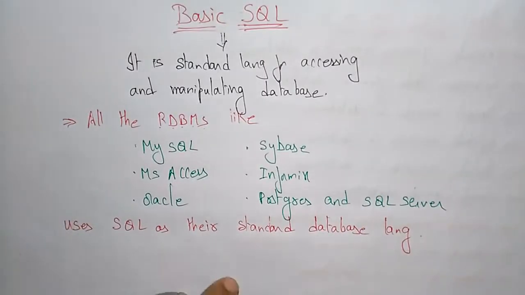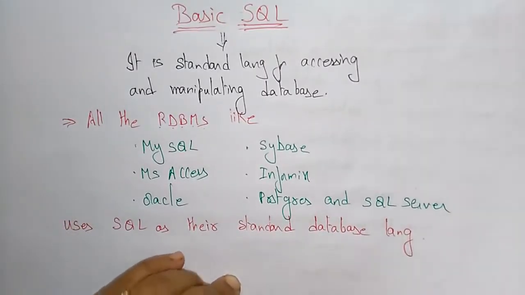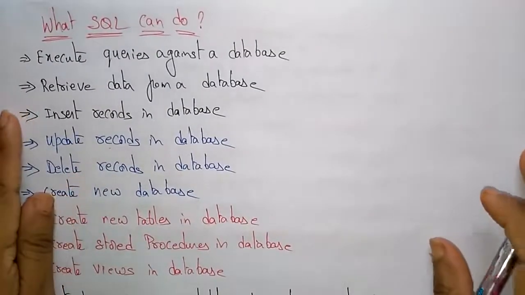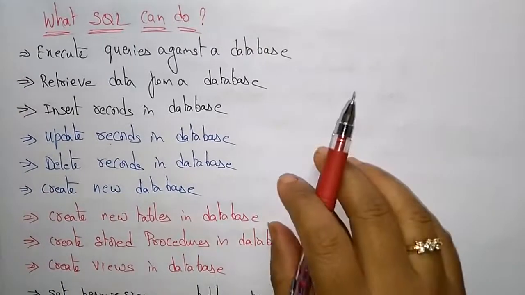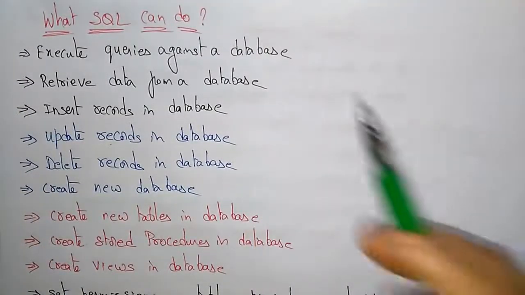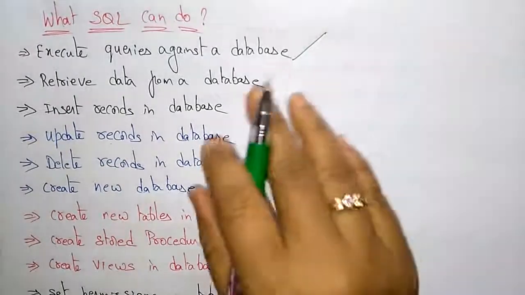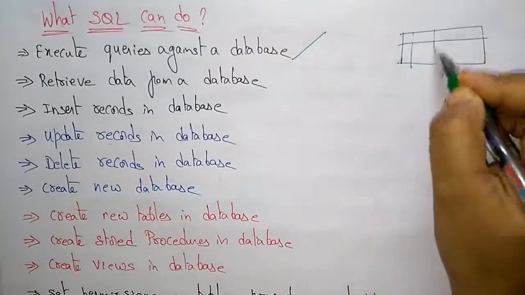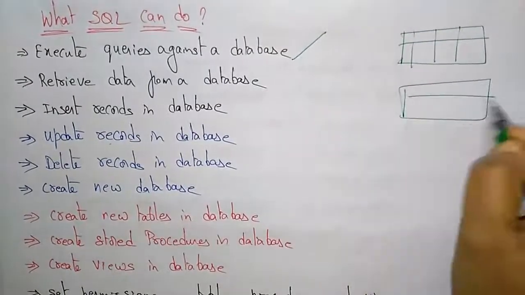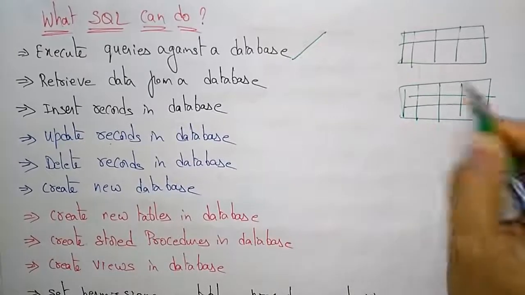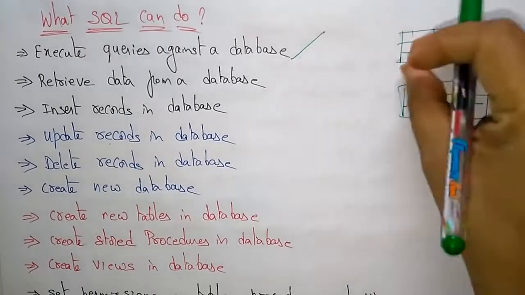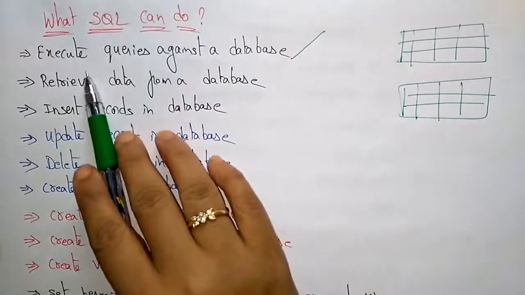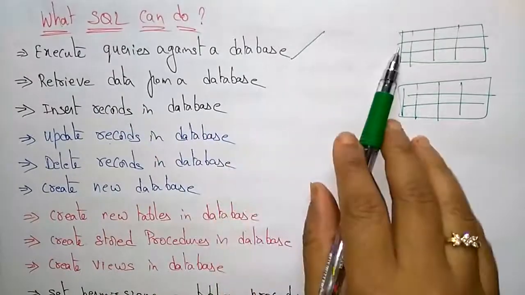Now coming to what SQL can do. The structured query language executes queries against a database. Whatever database you have taken, a database consists of a set of tables, a number of tables present in the database, and each table is used to store the records. So this structured query language is used to execute queries against a database.